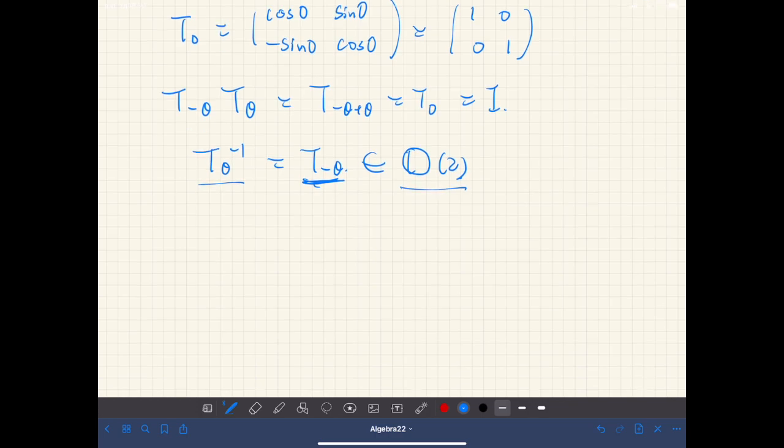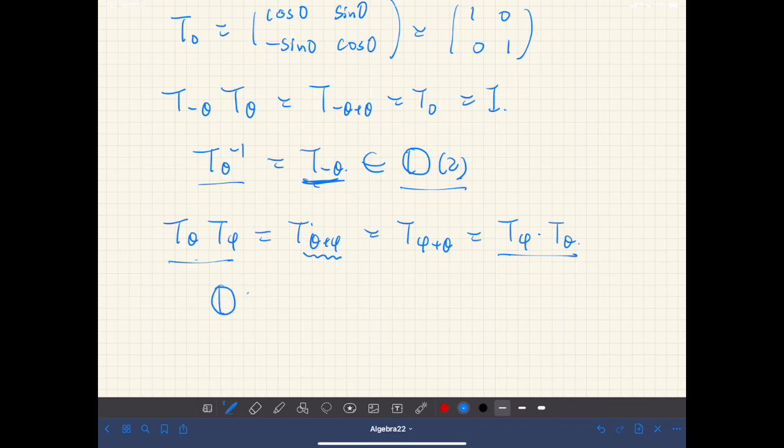And also, since we have T theta times T phi equals T theta plus phi, and theta plus phi is just addition of real numbers, which is commutative, that's phi plus theta, which is T phi times T theta. Therefore, this is commutative for every pair of elements. So O2 is an abelian group.